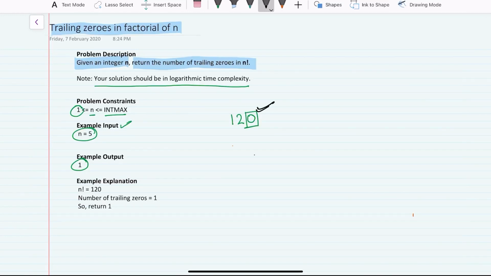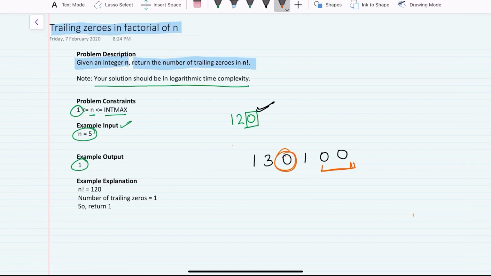Now what is a trailing zero? If you look at this and say there are 3 trailing zeros, then you are wrong. Why? Because a trailing zero is one which is at the rightmost end and has no non-zero number to the right of it. So here there are only 2 trailing zeros. This one will not be counted as a trailing zero.